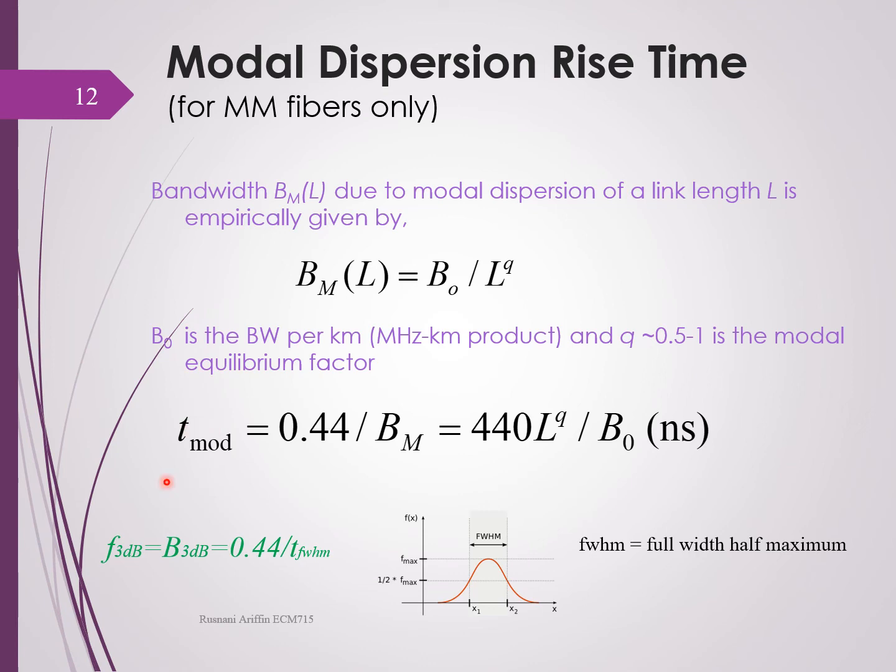Only then can you find the modal dispersion rise time. The formula is equal to 0.44 divided by BM, the bandwidth. You can also rewrite the formula as the modal dispersion rise time equal to 440 times L to the power of Q divided by B0. You will get the answer in nanoseconds.